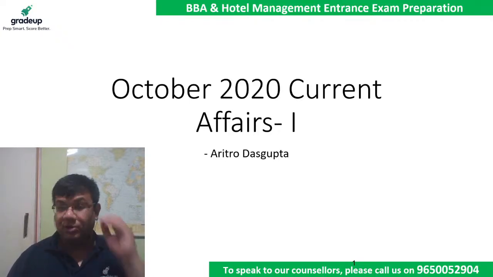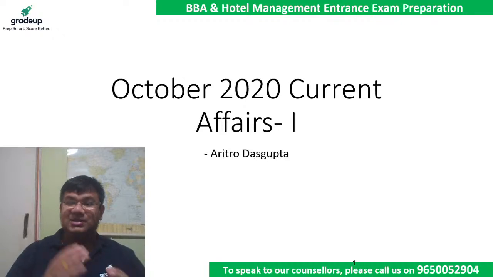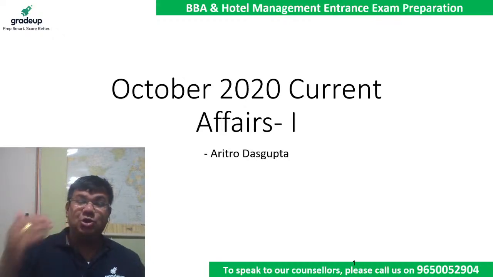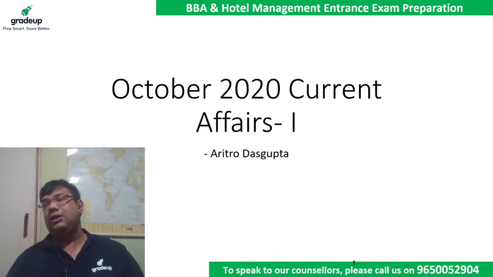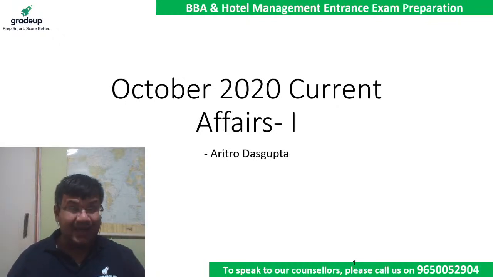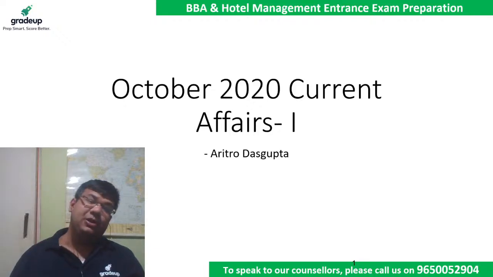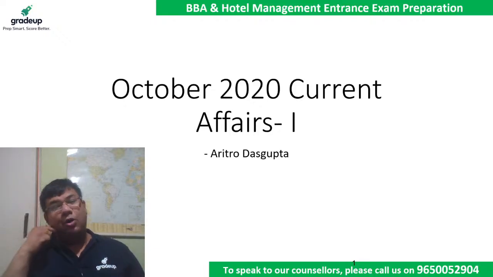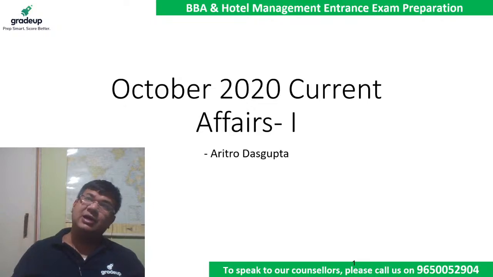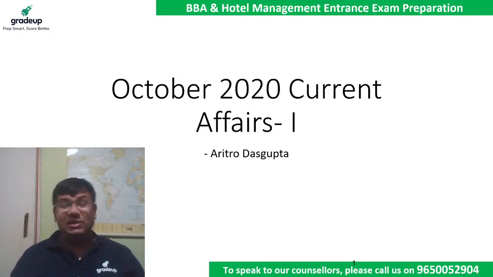Static GK involves things like history, geography, economy, polity, science, miscellaneous, business affairs, etc. That is something which takes place over a period of time. On the other hand, current affairs is something which takes place on a monthly basis.